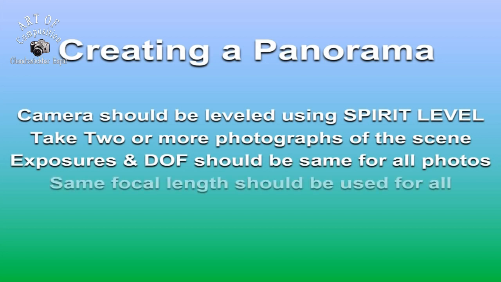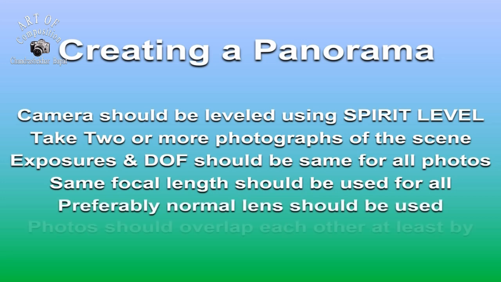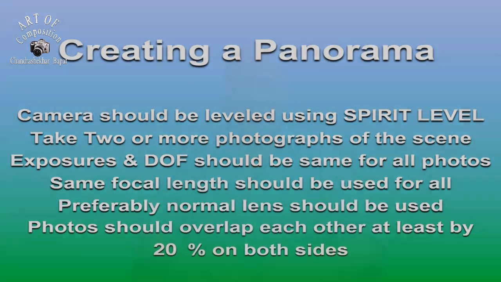Take multiple photos and overlap each photo by at least 20% on both sides, so it is easy to combine them all. When taking panoramic photos, if a zoom lens is used, the camera shutter speed, aperture, focal length and ISO should be kept the same for all photos and not changed at all.